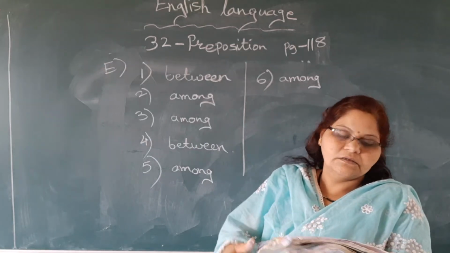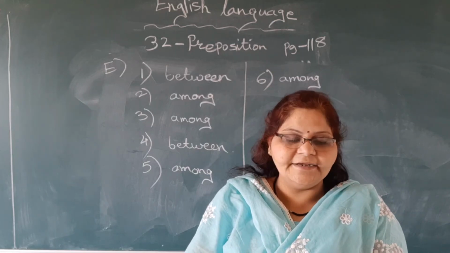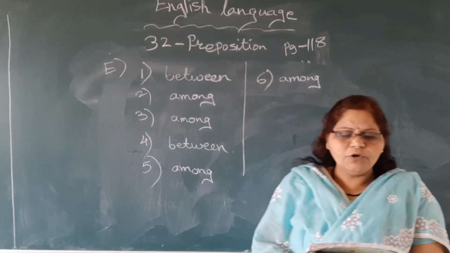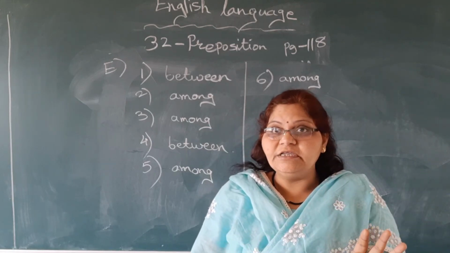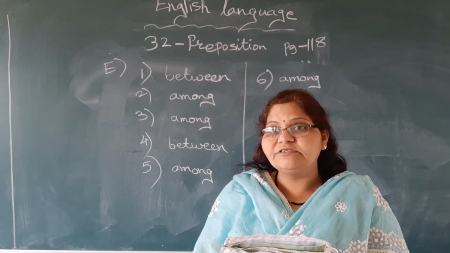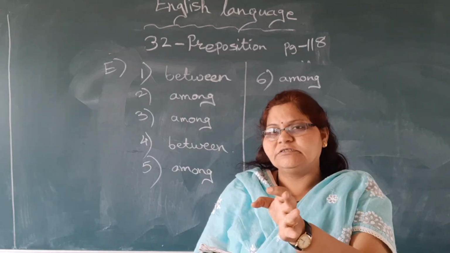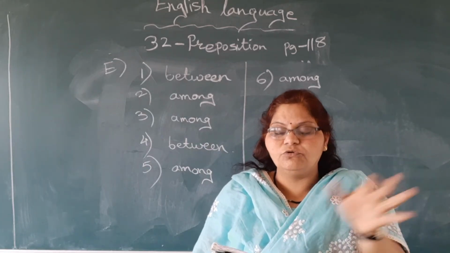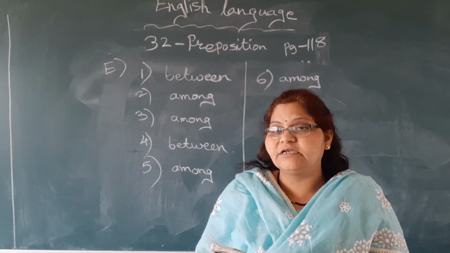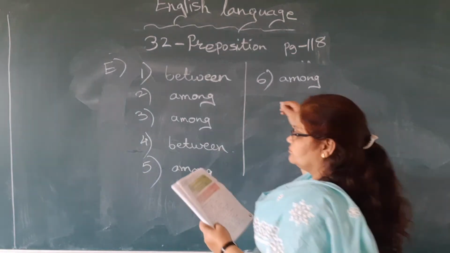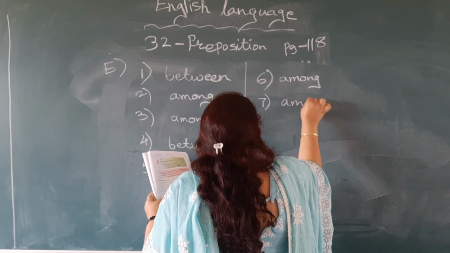Among. Sentence number 7 is on page number 190. See there. The monastery is hidden dash the trees. So where is the monastery hidden? Hidden among the trees. There are many trees. No, 2-3 trees are not mentioned, there are many trees. So what is the preposition in the sentence? Among. Right? Among.